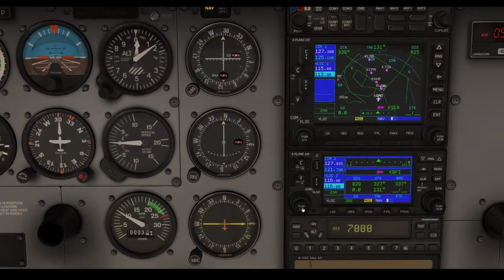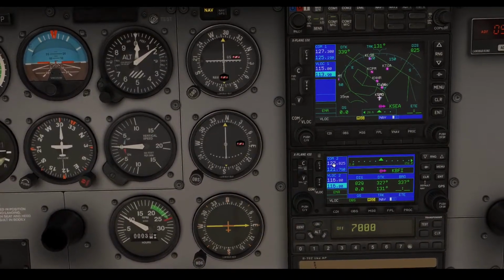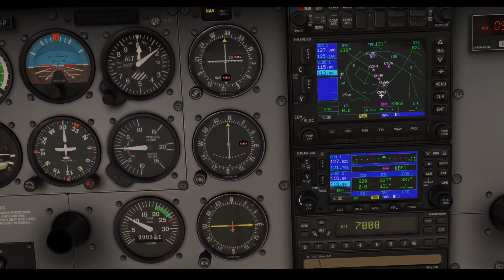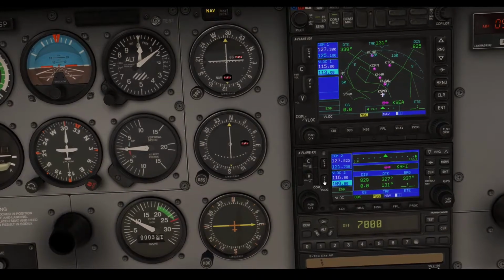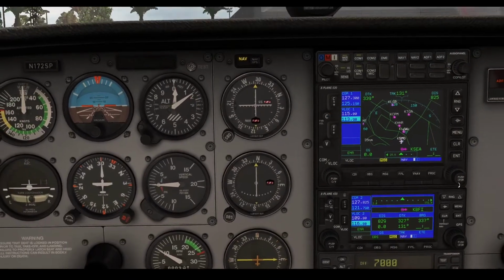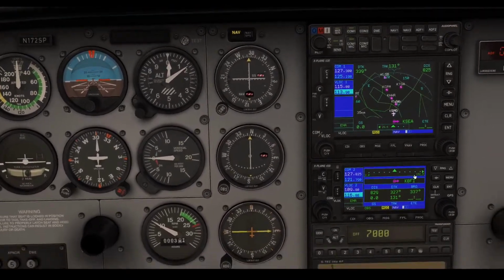First we need to push this button here to move across from COM to NAV frequencies. Then we put the frequency we want and we swap it from standby to active on these Garmin displays.